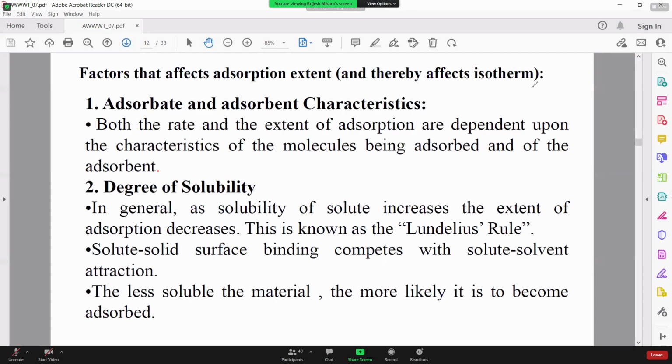Can anybody define what is isotherm? Thermal at a different temperature. What is here iso? What is here iso? Sir, isotherm is same temperature. Same temperature.